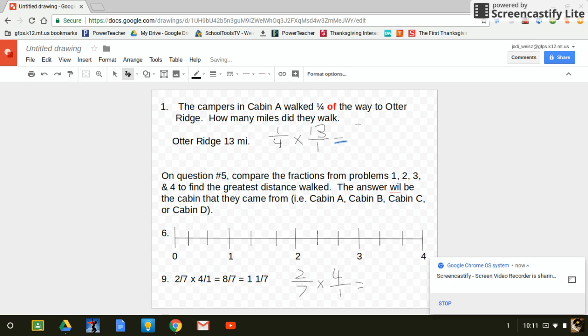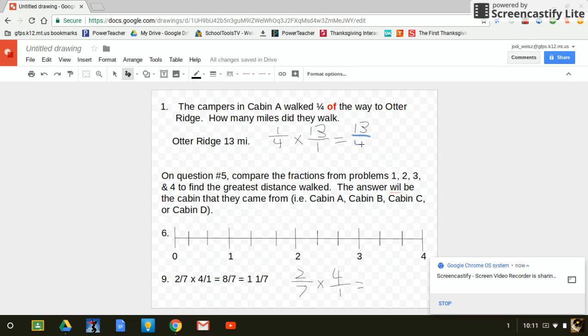13 times 1 is 13, and I'm going to have a denominator of 4, because 4 times 1 is 4. My numbers like to disappear for some reason here. There we go. 13 over 4.